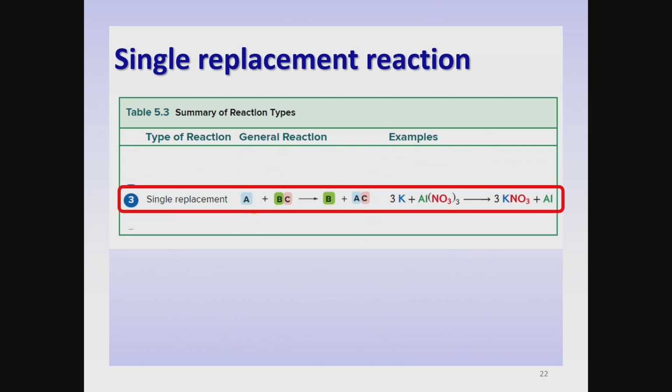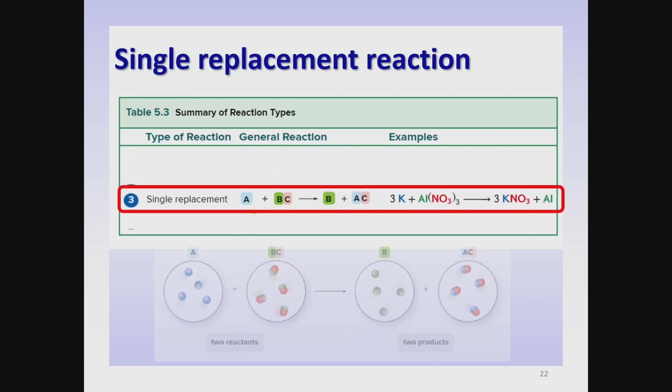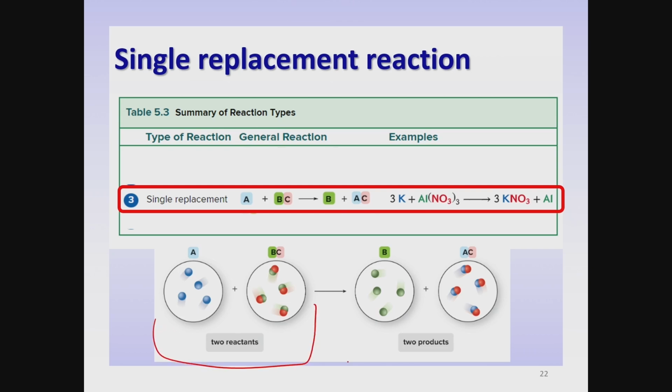So the next one is a single replacement reaction. And so I have here a picture of what's going on. In a single replacement reaction, what you have to look out for is that you will have two reactants here and you'll have two products. So let's talk about what the reactants can be.